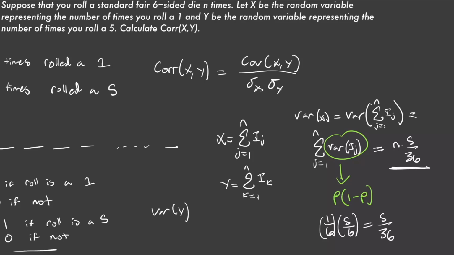Now the variance of y we can compute in much the exact same way, right? Because for y, we're just summing up these indicators, which again represent these independent dice rolls right here. The only difference is that an indicator is equal to 1 if the roll is a 5, where before it was a 1. But we're still modeling independent dice rolls, so we can use linearity of variance.